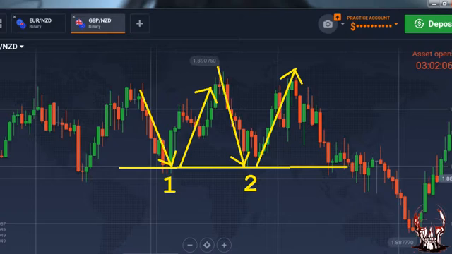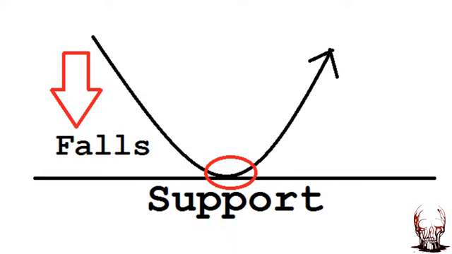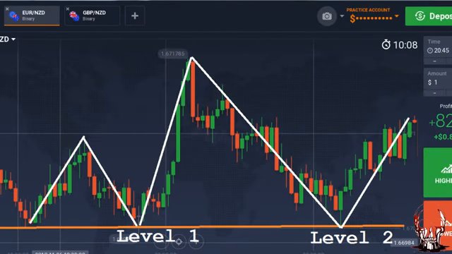Why could the market not penetrate this particular level? It's because the market faced some kind of hurdle called support. A support is a level where the price tends to find support as it falls. This means that the price is more likely to bounce off this level rather than break through it. For example, in this picture the market comes to level 1 and reverses. Then again the market comes to level 2 and reverses. It means there is some kind of support here. Okay, I hope you understand it.